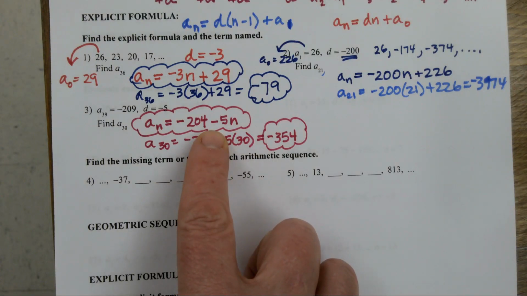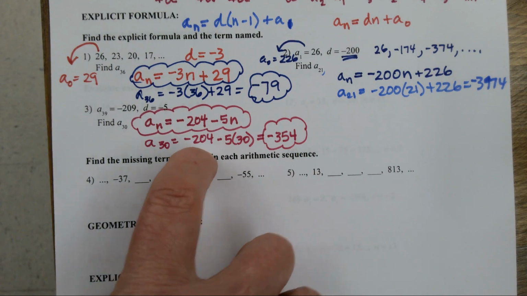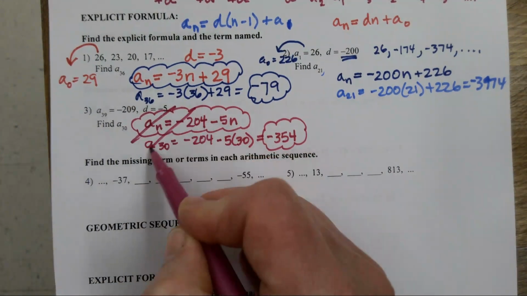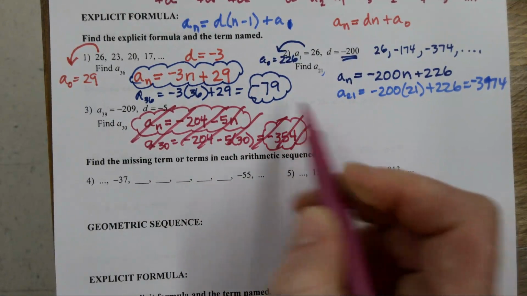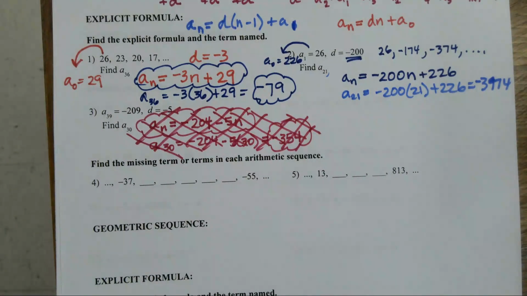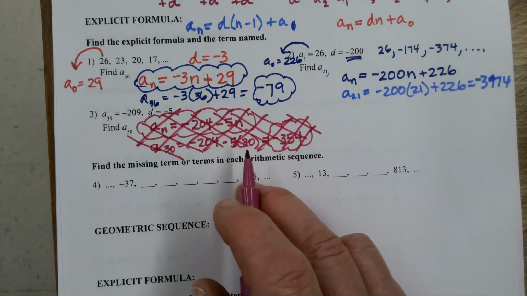Does anybody agree with me? Seem reasonable? I got a lot of looks like I'm doing something wrong. What did I do bad? Is what? a sub 39 equals negative 209. Yeah, follow the directions, lady. Okay. Oops. All right, way off. Way off. Was anybody doing what I was doing? Okay.